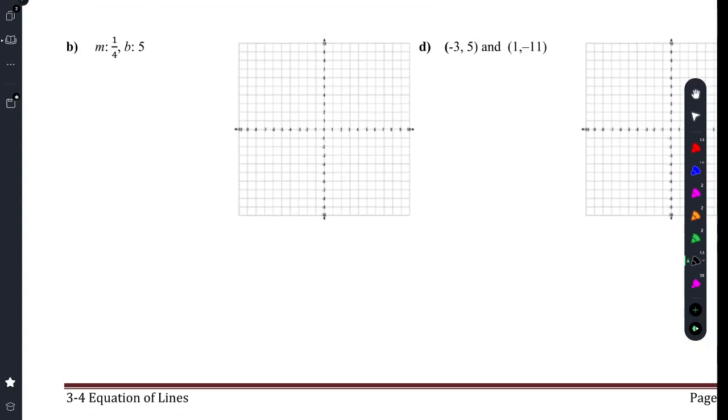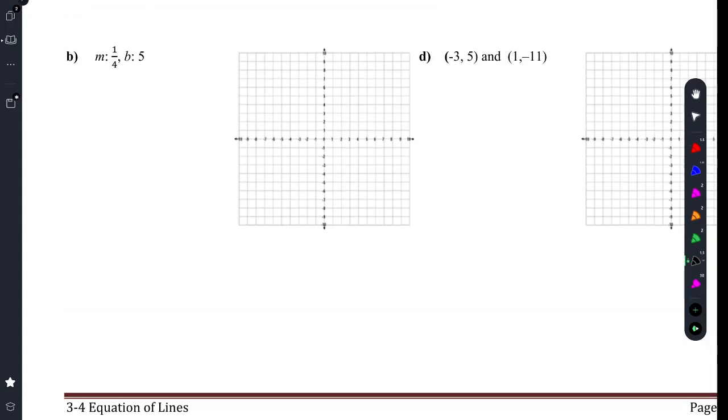Example B. Same idea, right? So the equation would be y equals what? 1/4 x plus 5. Easy. Start at 5. Start at a y-intercept of 5. And then what does the slope of 1/4 mean? Up 1, right 4. Yeah? Up 1, right 4.